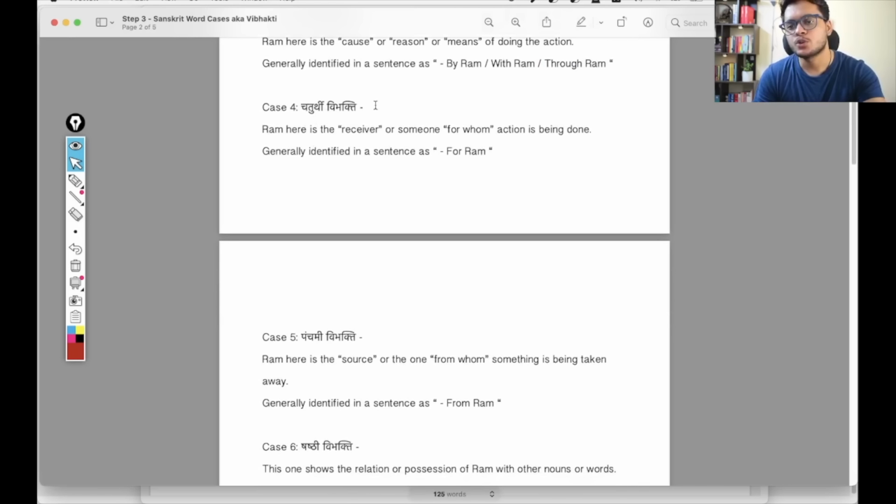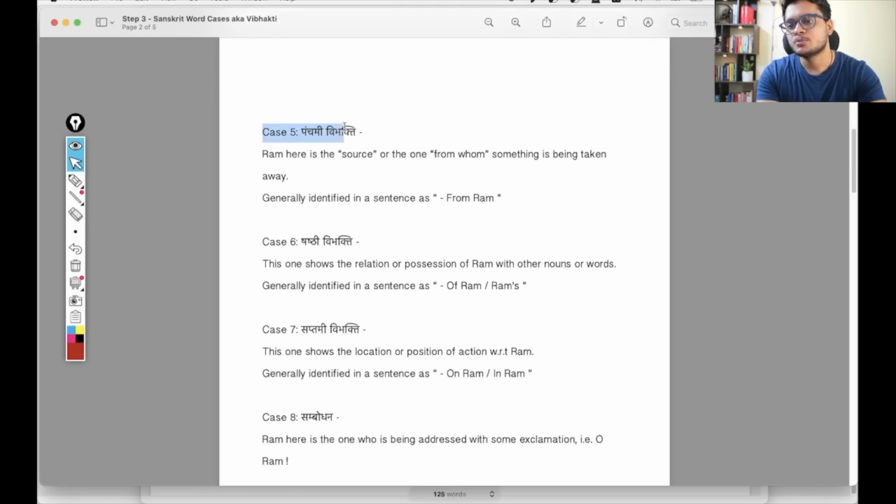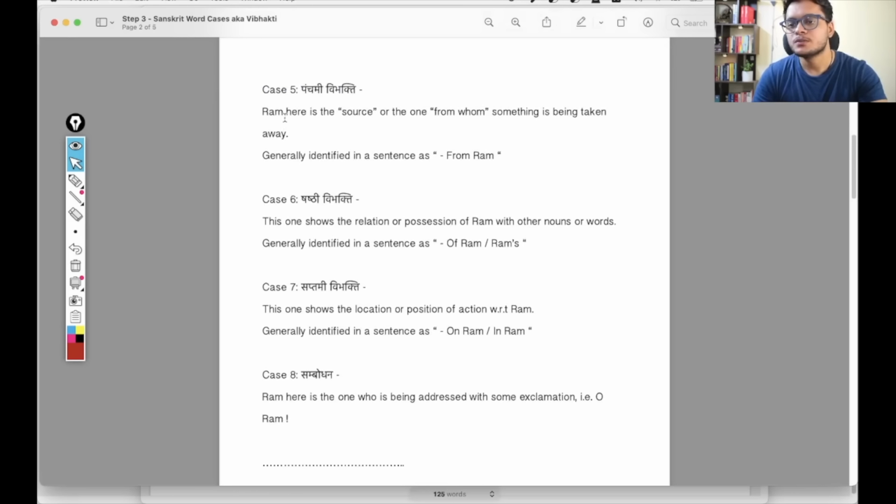Then you have case 4, Chaturthi Vibhakti. Ram here is the receiver or someone for whom the action is being done. Mother cooks the food for the boy. So that boy, it falls under fourth case and it is identified as for. This is the keyword for. Then you have case 5, Panchami Vibhakti. Case 5 is when Ram is the source or the one from whom something is taken away.